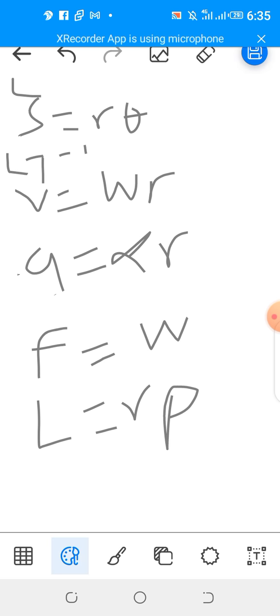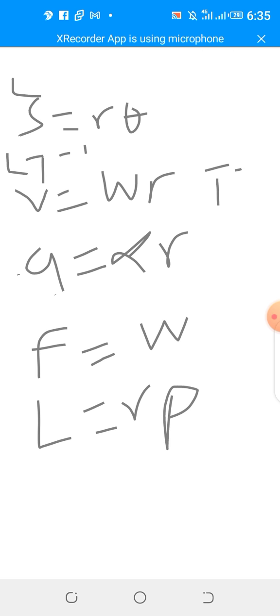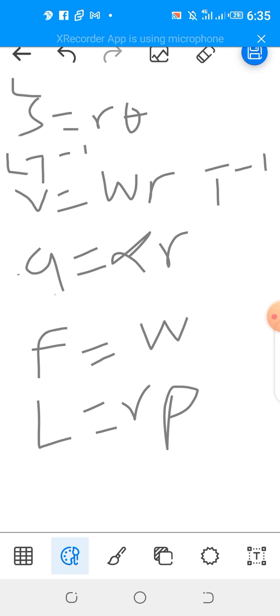Now for velocity, the dimension of velocity is Lt^-1, while the dimension of angular velocity is just t^-1. Can you see the difference? So it's different from each other.